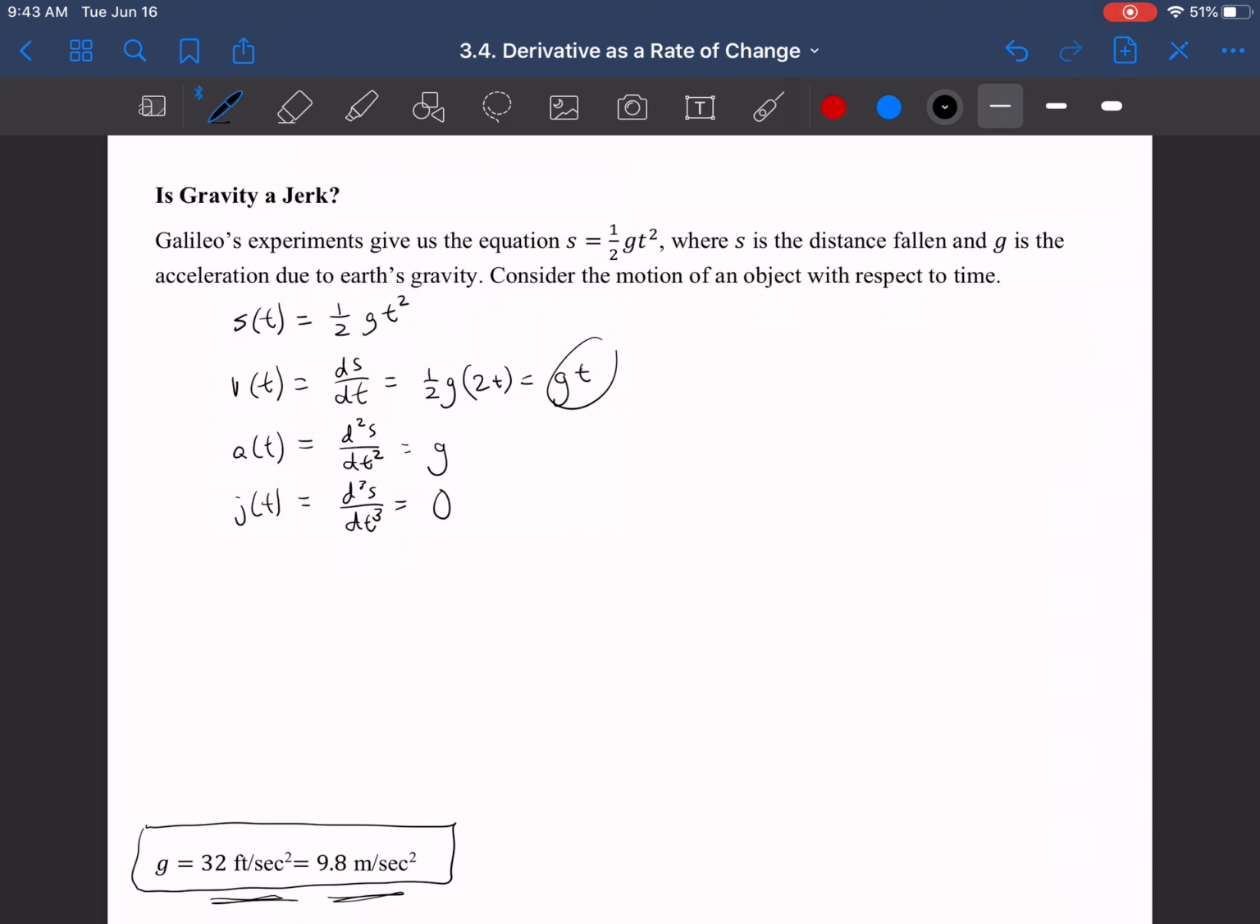After 2 seconds, it's going to be going 64 feet per second, or 19.6 meters per second. So every second that goes by, depending on which units you're working in, feet per second or meters per second, you're going to add on that amount of speed.